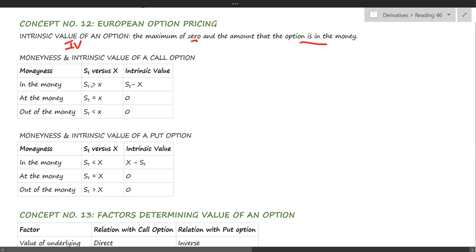We have already seen that in the case of a call option, the in-the-moneyness is determined by ST minus X, that is the spot price as on expiry minus the exercise price. And if it is not in the money, then the value of the call option will be 0. In the case of a put option, the moneyness is determined by exercise price minus the spot price on expiry, and this should be positive only if the spot price is less than the exercise price, right? In other cases, the value of the put option will be 0.